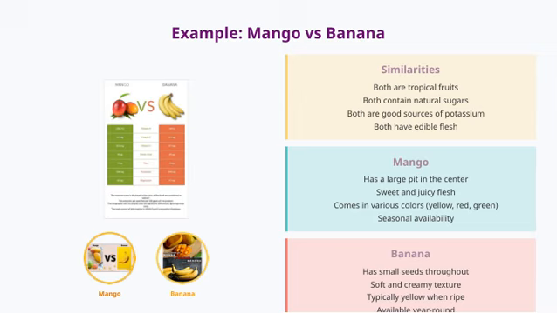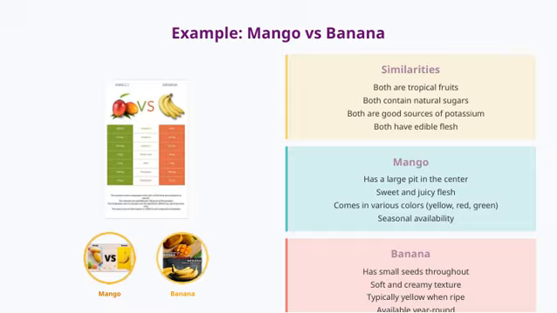Now, despite these similarities, there are some notable differences. Mangoes have a large pit or seed right in the center, which you need to remove before eating. The flesh of a mango is sweet and juicy, and it can come in a variety of colors, yellow, red, or green, depending on the variety and ripeness. Mangoes are also seasonal fruits, meaning they are only available fresh during specific times of the year.